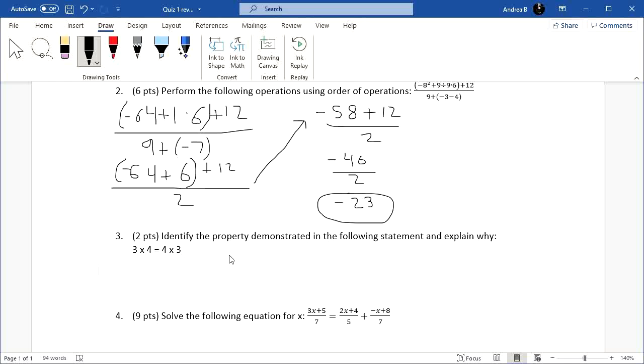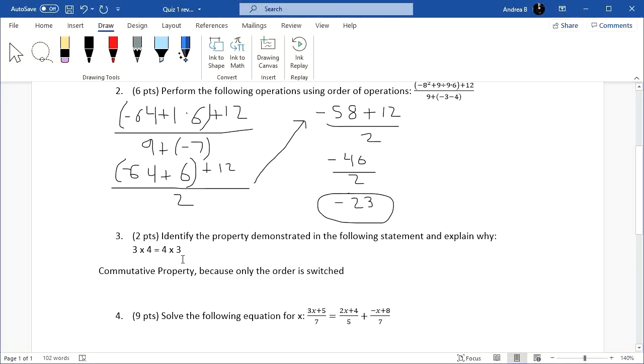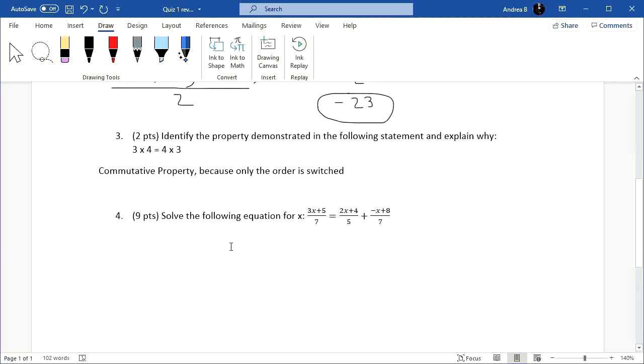The next one, identify the property demonstrated in the following statement and explain why. So in this case, you'll notice we have 3 times 4 equals 4 times 3. The only difference there is the order in which these are written. So that is what's called the commutative property. And once again, the reason why is because only the order is switched. Everything else is the same, and you would get the same answer on both sides, which is the commutative property.